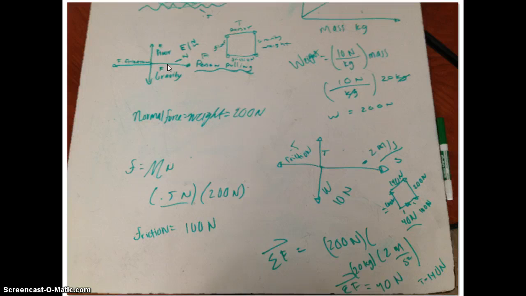You do the vector sum diagram, and then you see that it's equal to 0 because it has no acceleration. And so yeah, that's pretty much it. I just wanted to finish off the problem.